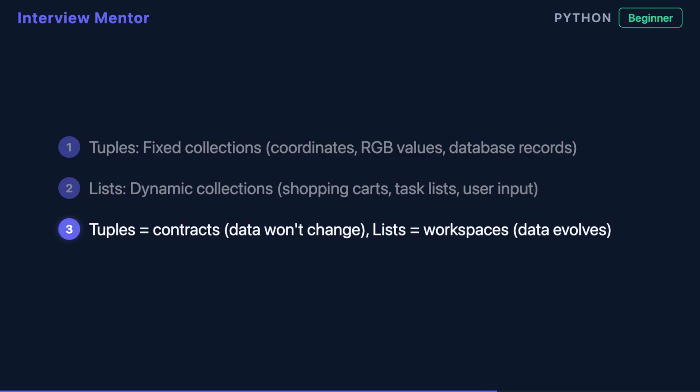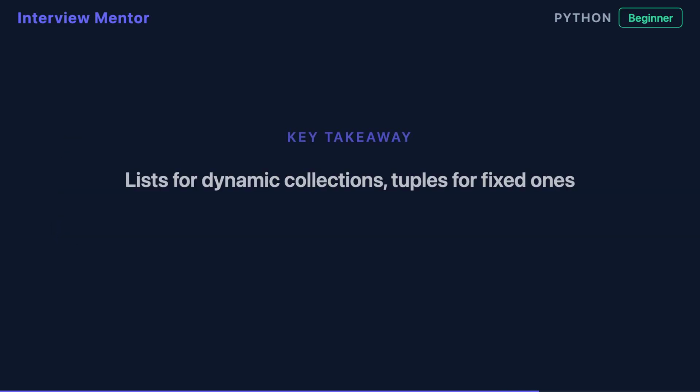Think of tuples as contracts. This data is what it is. Think of lists as workspaces. This data will evolve. Lists and tuples differ in mutability, which affects everything from syntax to use cases. Choose lists when your data needs to change, tuples when it doesn't.